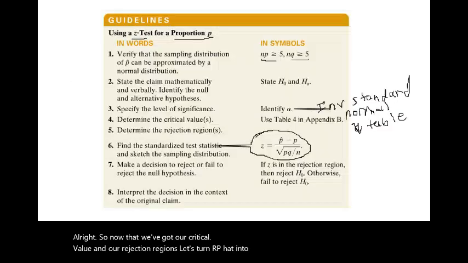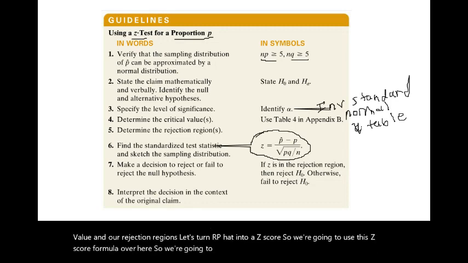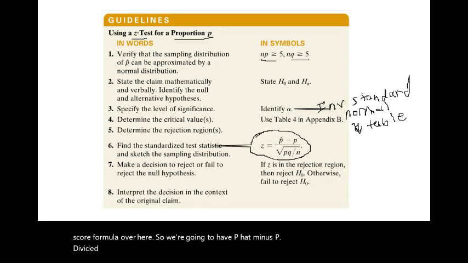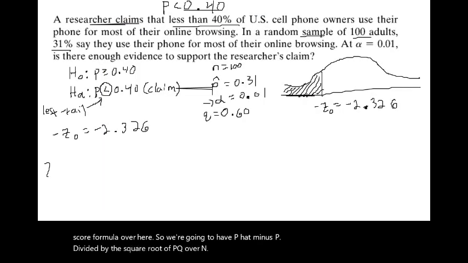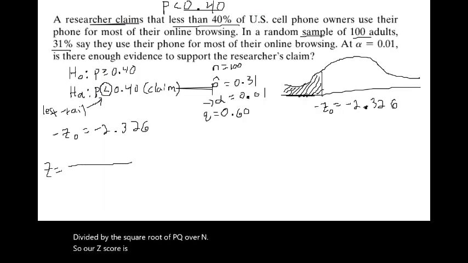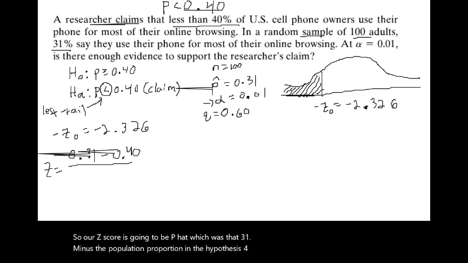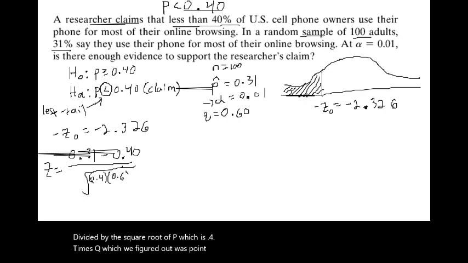All right, so now that we've got our critical value and our rejection regions, let's turn our p-hat into a z-score. So we're going to use this z-score formula over here: p-hat minus p divided by the square root of pq over n. So our z-score is going to be p-hat, which was that 0.31, minus the population proportion in the hypotheses, 0.40, divided by the square root of p, which is 0.4, times q, which we figured out was 0.6, divided by n, which was 100.